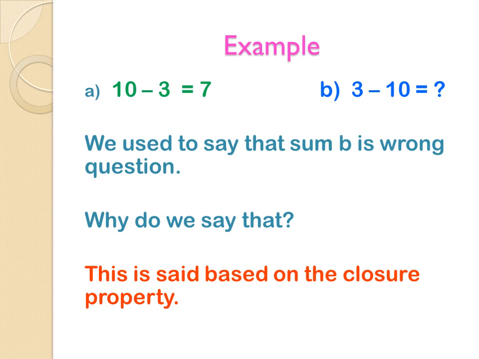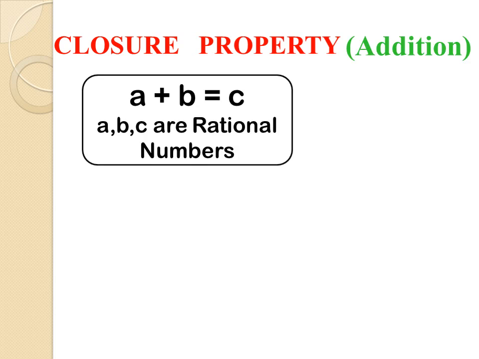But when you come to sum B, number 3, number 10 and the resulting answer minus 7 do not belong to the same number system, as 3 and 10 belong to the natural number system and minus 7 belongs to the integer number system. So we say that it's a wrong question. Understood, children? So let's define the closure property like this.